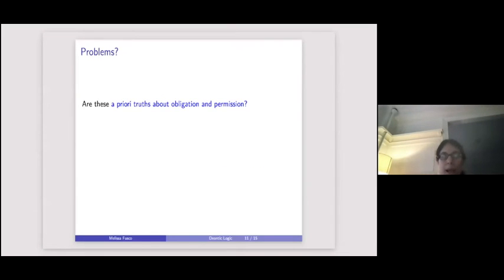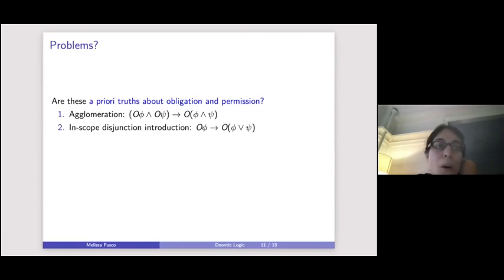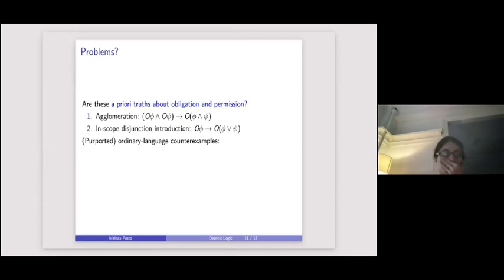So in particular, when we ask whether these are a priori or logical truths about permission and obligation, I picked agglomeration and in-scope disjunction introduction because lots of people have had the intuition that no, they aren't. So now we're asking ourselves, is it really true in terms of our intuitions about sentences, for different substituents for phi and psi? Or, to put it a different way, in terms of our notion of obligation, could you be in a situation where you're obligated to phi and obligated to psi, but it's not the case that you're obligated to phi and psi? Likewise for in-scope disjunction introduction. So there are purported ordinary language counterexamples.